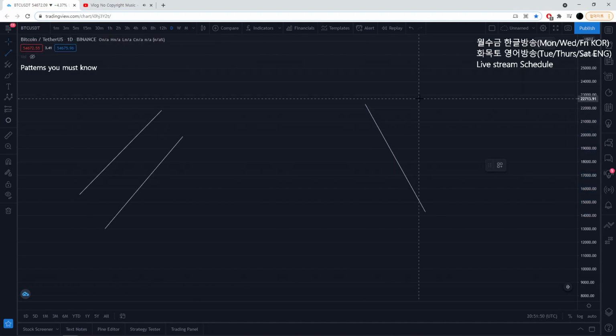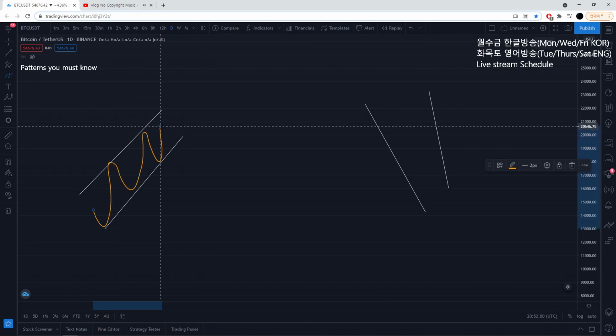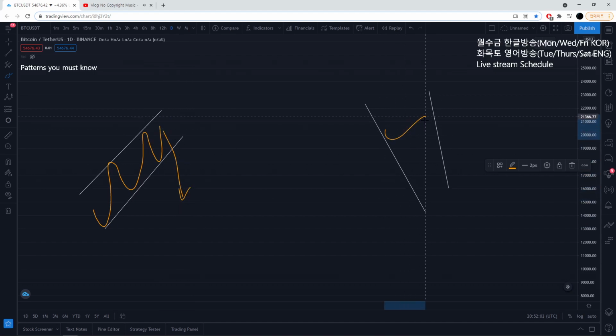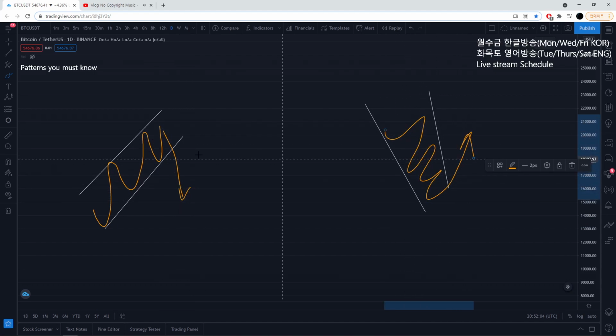Rising wedge, falling wedge. A rising wedge also has 5 waves of ABCs. Same thing, and then it falls. Descending, 5 waves, then it goes up.